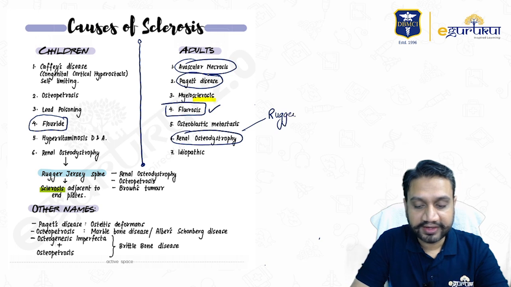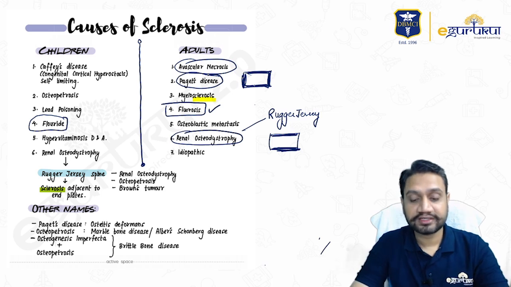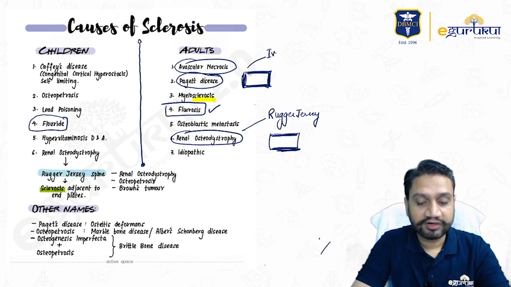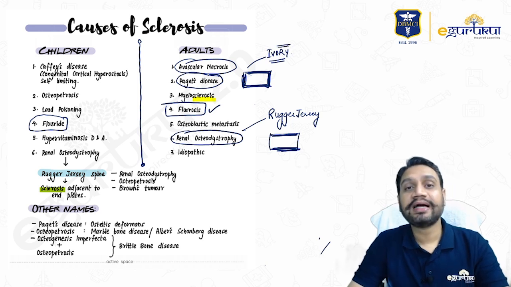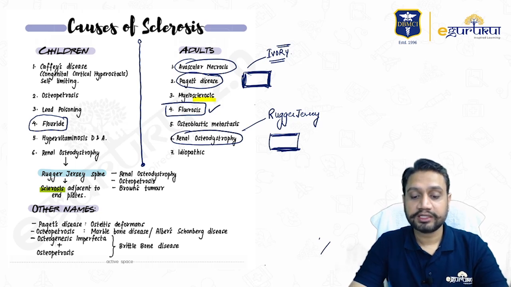The rugger jersey spine was the sclerosis adjacent to the end plates, something like this vertebra. So sclerosis here and here. And what was the picture of the vertebra in Paget's? It was sclerosis from all around, like this, right? That is one big difference. This is what you call in Paget's the ivory vertebra, the white vertebra, or the other better name, the picture frame vertebra.